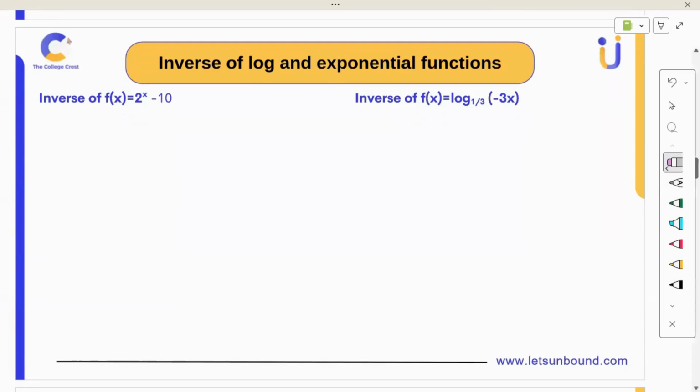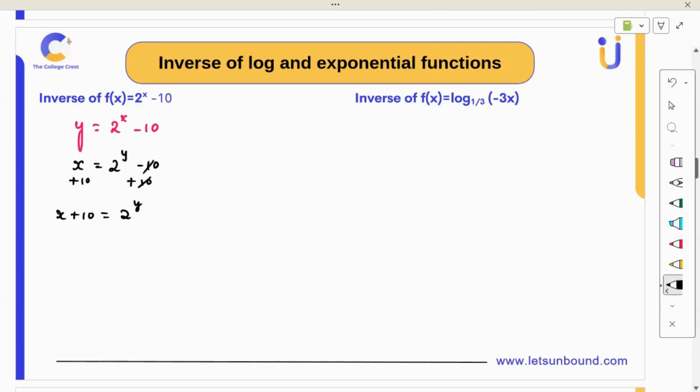Now, next is inverse of log and exponential function. We know inverse of log is exponential, inverse of exponential is log. But let's see what is the procedure to find it for some example functions I have here. So as usual, first you should write in this form y equal to 2 power x minus 10. Then you have to switch the variables. X is equal to 2 power y minus 10. And then you should make y the subject, right? So what should I do? You add 10 on both sides. This will get cancelled. X plus 10 equal to 2 power y.